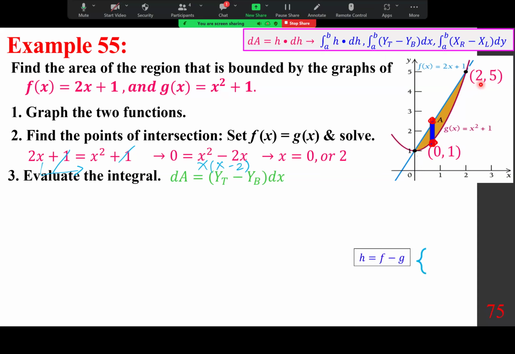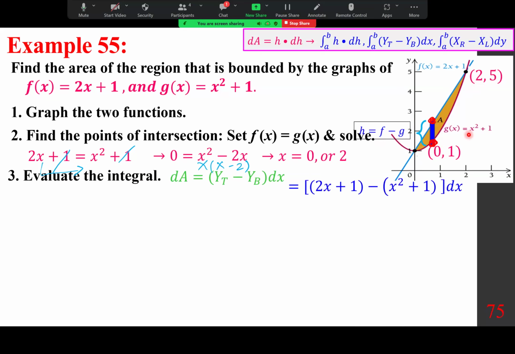So y of the top minus y of the bottom. This is the height, f minus g. So this is f of x, this is g of x, by the way. So f is at top. See, everywhere from the beginning to the end, the f function is at top of g. That's how it works. And y of the top minus y of the bottom will do the job. So 2x plus 1 minus x squared plus 1. And we are going to evaluate this as follows. The integral from 0 to 2 of 2x plus 1 minus x squared plus 1 in brackets times dx.